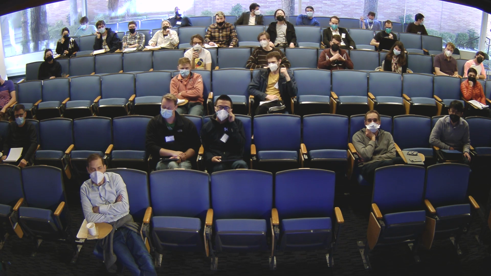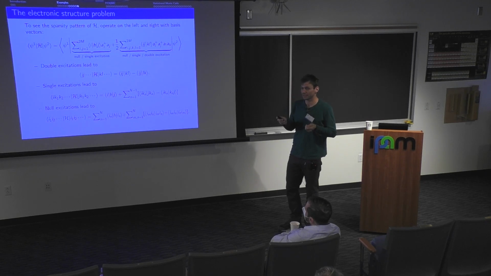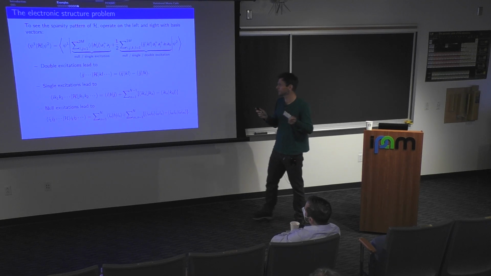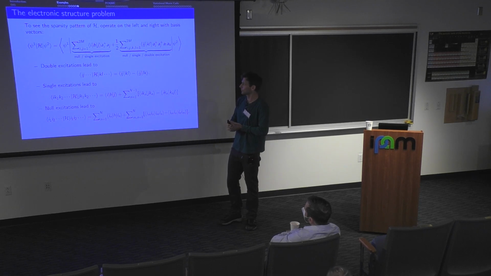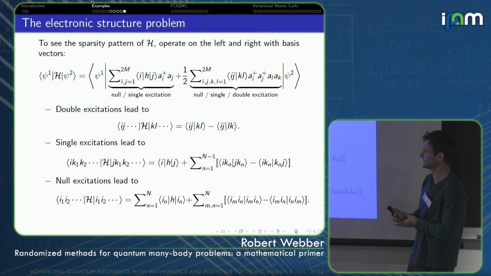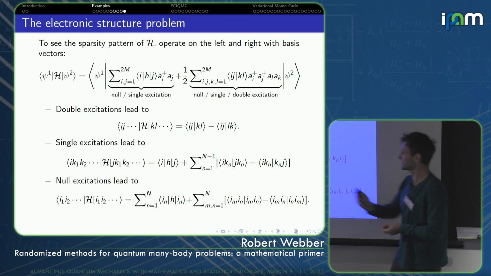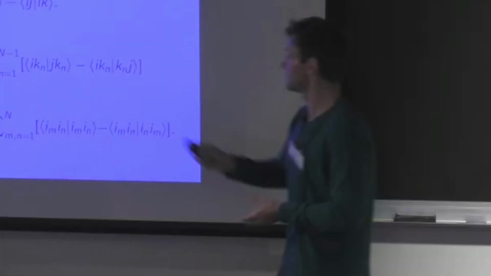So you can look at this and you can figure out the sparsity pattern. Double excitations means that you have two orbitals that are different. So we have ij on the left and kl on the right. And if you evaluate what's going on, you can see this coefficient. Single excitations means that you have just one orbital difference. So i on the left and j on the right. And then these would be the coefficients in your matrix. And then null excitations, you're operating by the same vector on the left and the right. And it's a little more complicated.